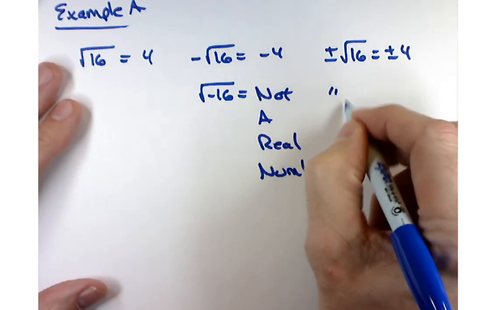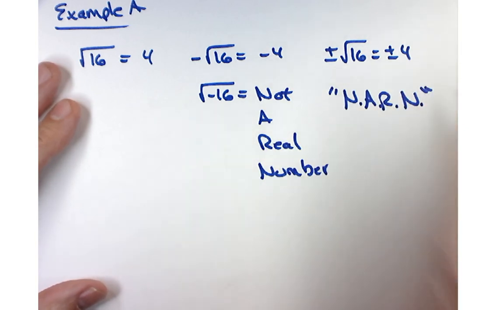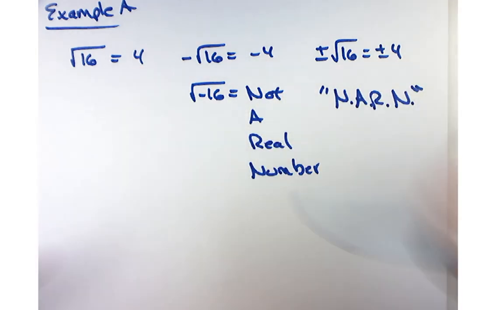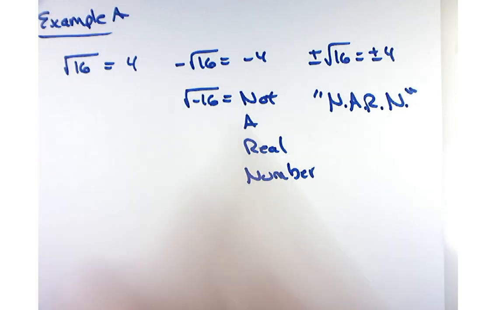And in my class, I like to abbreviate it as NARN. For reasons lost to me, this hasn't caught on with the wider math world. If you say NARN to somebody outside of this class, they'll probably look at you strangely. But inside this class, it's a nice, healthy acronym for not a real number. Now, it's not to say that we can't do anything with this. We will. But for right now, it's just not a real number. Let me do a couple more of these warm-up examples and then move on.